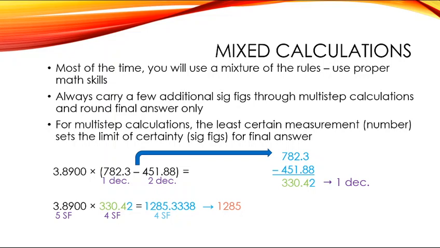Please note, if you did not stop here and do this rounding appropriately, you would have ended up with 330.42, and then you would have said 5 sig figs. This answer would have been rounded to 5 sig figs.